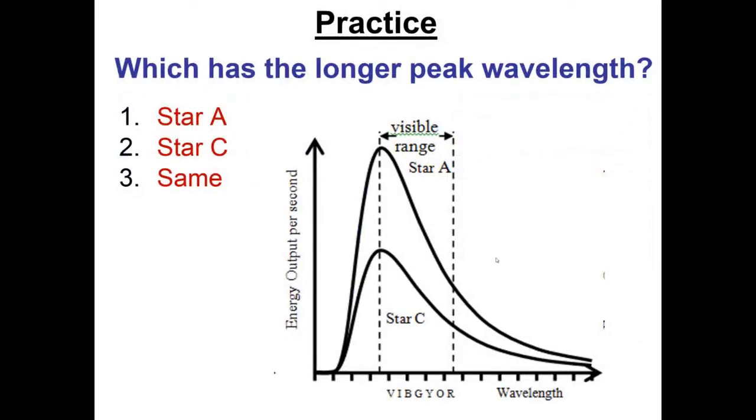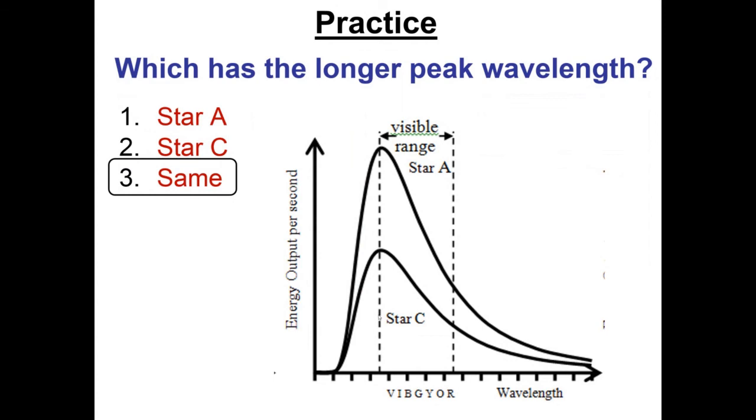So let's do some practice, all right? And then we're going to get to some math as well. Star A and star C. Which has the longer peak wavelength? And this is a different picture than I showed you before. Which has the longer peak wavelength? Star A, star C, or are they the same? I'm not asking for which one is taller. I'm asking for the peak wavelength. And look at that peak wavelength. It's the same. They have the same peak wavelength.